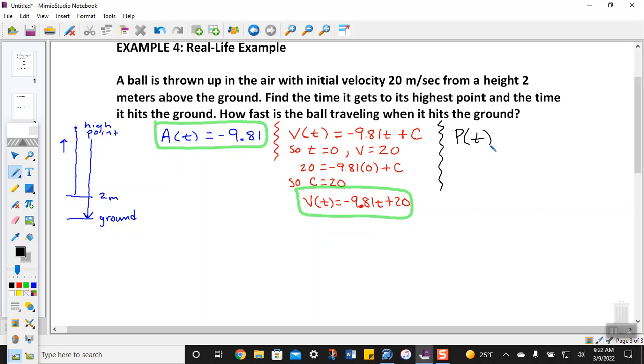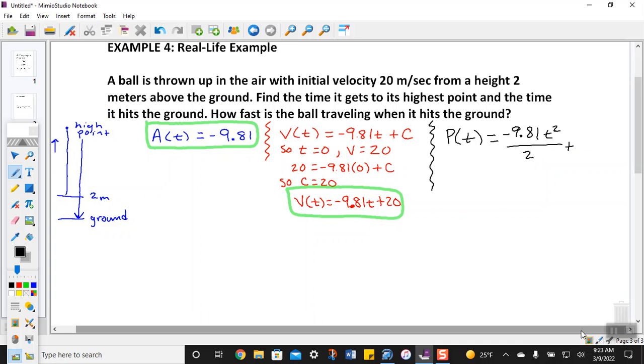So help me out, my friends. This is going to become negative 9.81 t to what power now? Second, divided by, whoops, I forgot the 1. Negative 9.81 t to the second over 2 plus 20t plus some constant c, right? Let's do that in here. Okay, let's talk about our position.